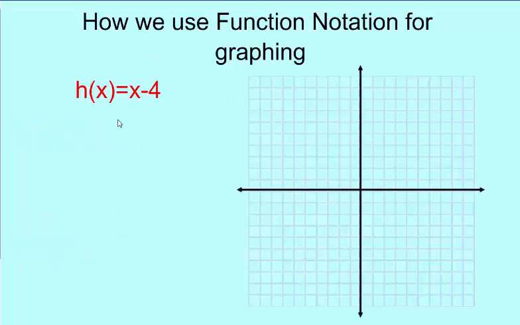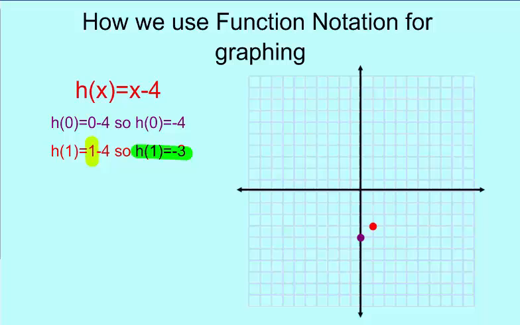We want to graph this equation, h of x is equal to x minus 4. We start by just plugging in values for x. So I plug in 0, so h of 0, when we plug it in and solve, we get the answer of negative 4. So we have the point 0, negative 4. That corresponds to the purple dot on the graph.